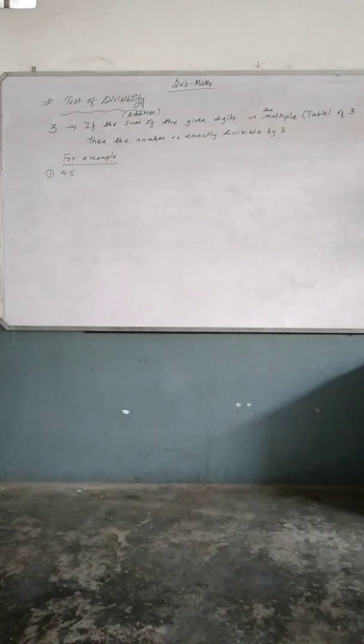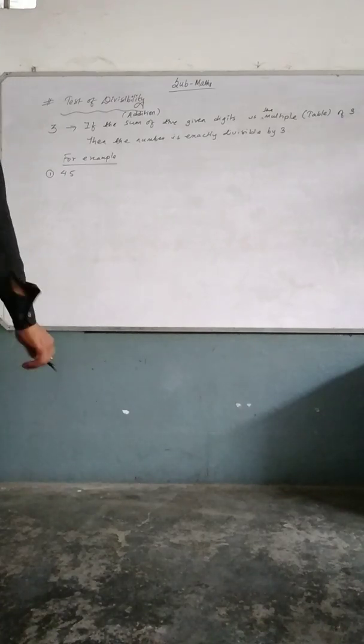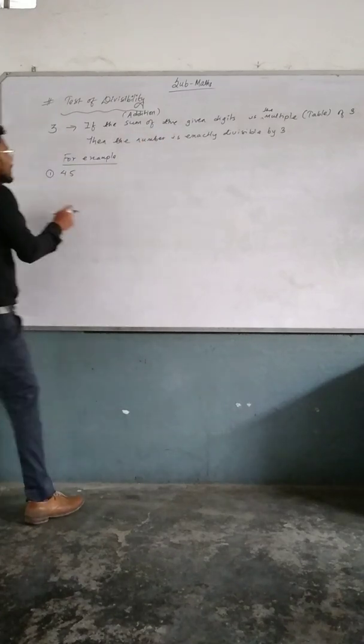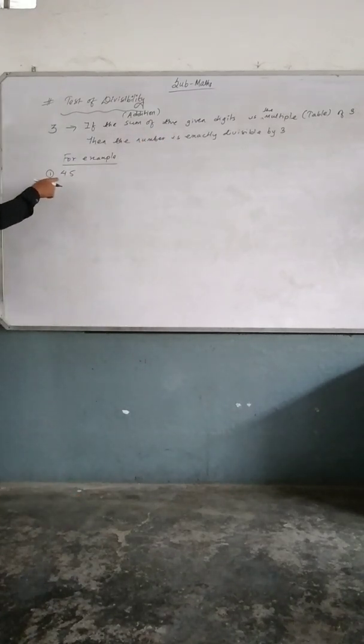Suppose this one is the number. How much is the number? 45. Now, you see the rules. What is written over here? If the sum of the given digits. Now, given digits, scale the given digits.